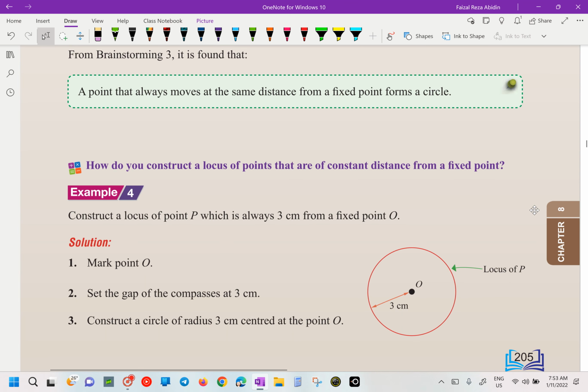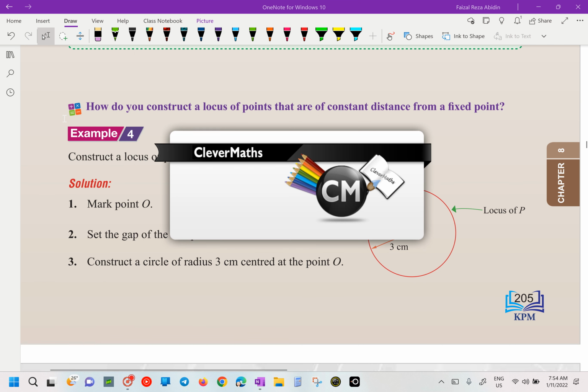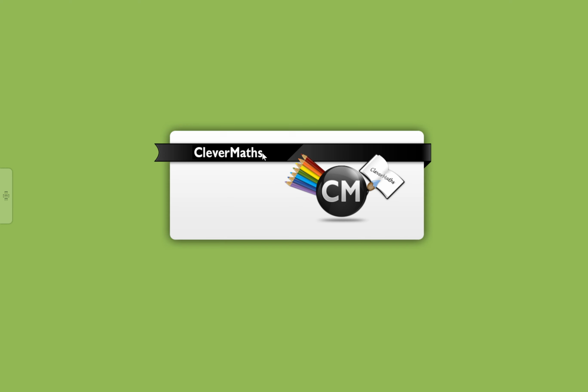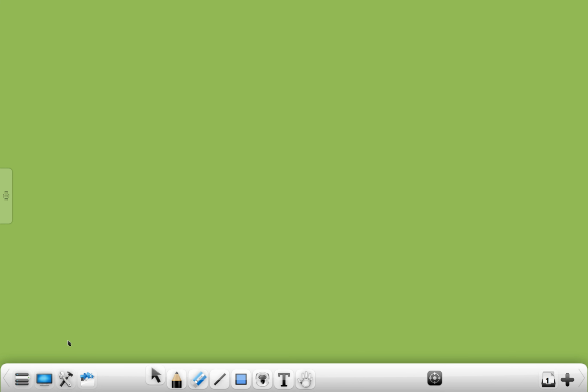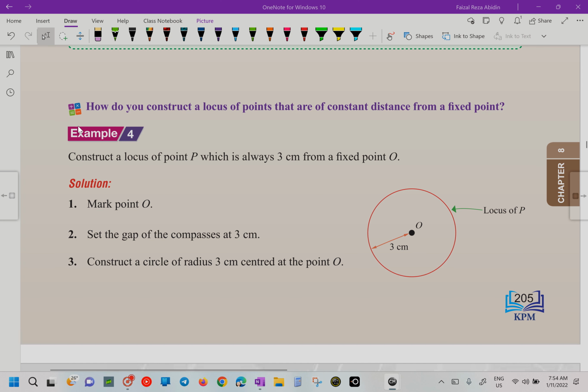Let me have over here: construct a locus of point P, which is always 3 cm from a fixed point O. I didn't mention to you that you need to bring your compasses. So, please bring your compasses along with you next time, okay? No problem. So, let me teach you how to use our compasses over here.